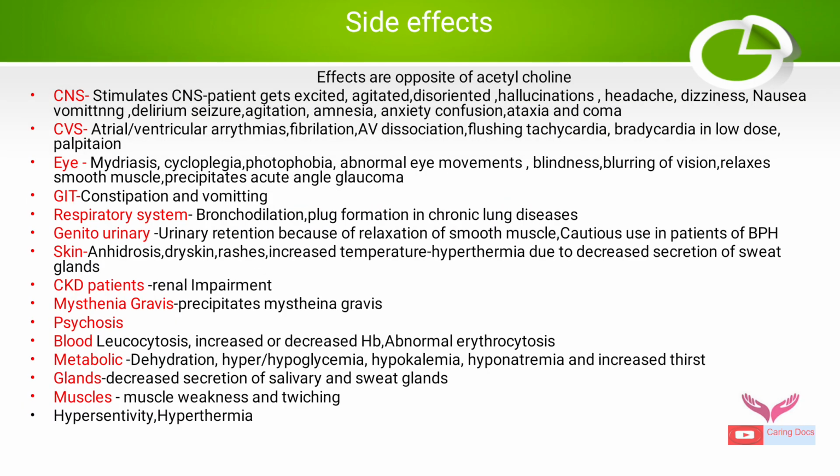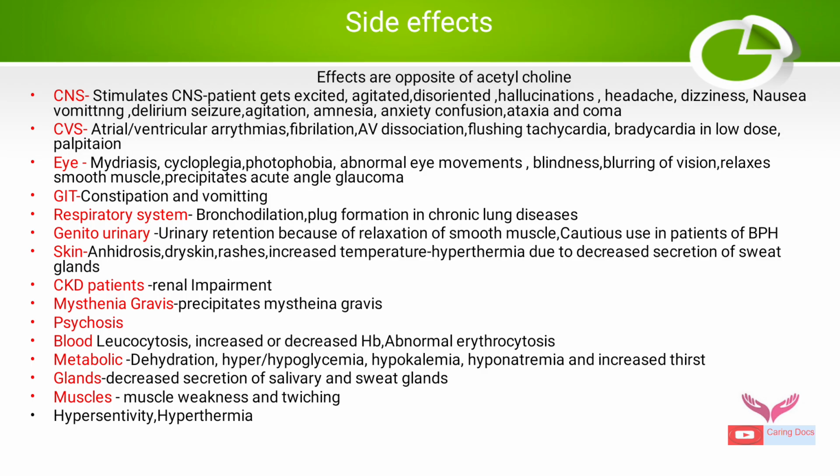Side effects of atropine are opposite to those of acetylcholine. In CNS, it stimulates the CNS. The patient gets excited, agitated, disoriented, hallucinated, headache, dyspnea, nausea, vomiting, delirium. Seizure, agitation, amnesia, anxiety, confusion, ataxia, and coma are common. In CVS, the patient may have atrial or ventricular arrhythmias, fibrillation, AV dissociation, flushing, tachycardia, bradycardia at low doses, and palpitation.